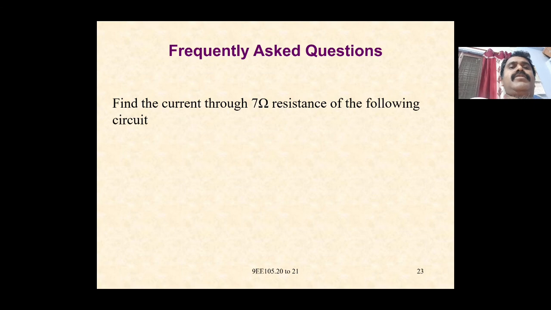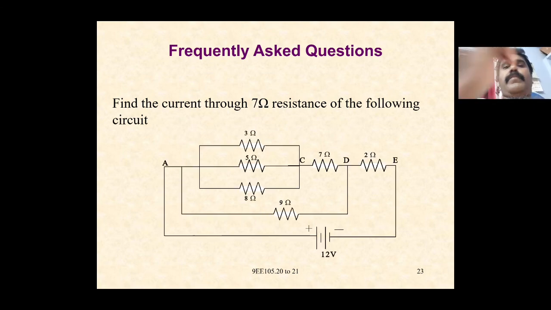So a frequent question is: find the current through the 7 ohm resistance of the following circuit. Here 3 ohms, 5 ohms and 6 ohms are connected in parallel, along with 7 ohms, 9 ohms and 2 ohms, connected to the voltage source. So we have to find the current through the 7 ohms resistance.